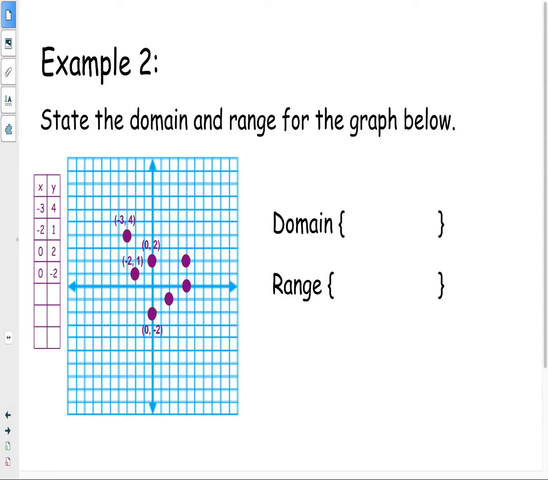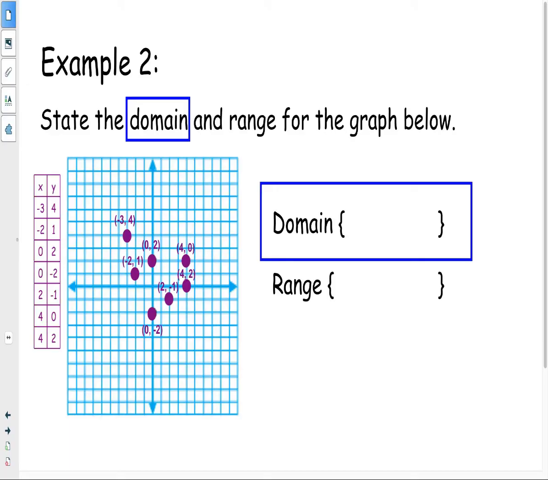We then have 0, 2, and 0, -2. And that's followed up by 2, -1, 4, 0, and 4, 2. And there we have a table in which we can write our domain and range. Go ahead and try your best on the domain. Check your work. Our domain are our x values, which put in order from least to greatest with no repeating is -3, -2, 0, 2, and 4.